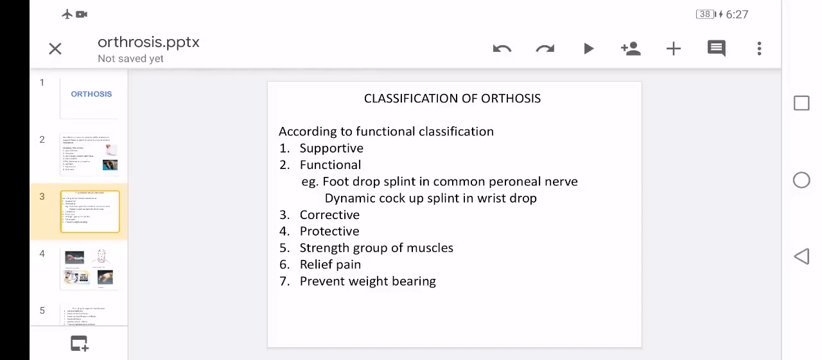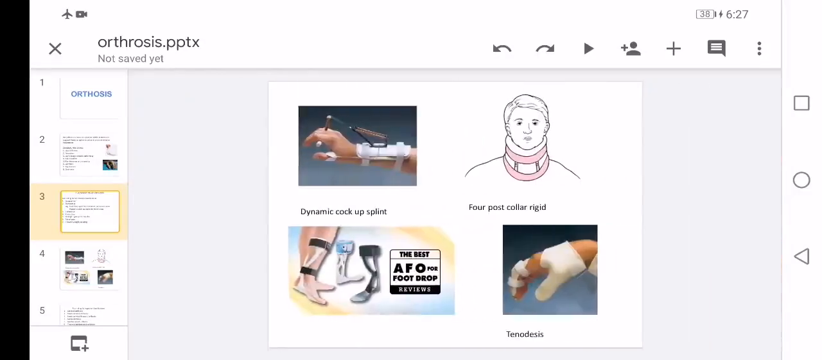which prevents painful movement. We can also prevent weight bearing. A weight-relieving orthosis is prescribed for conditions like fracture of the calcaneum. It takes weight away from the injured site.